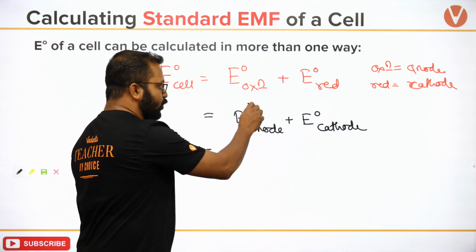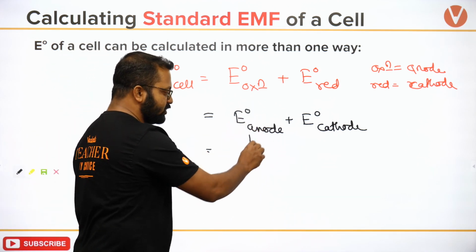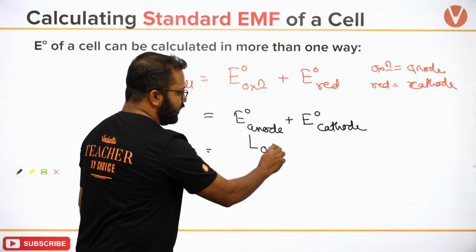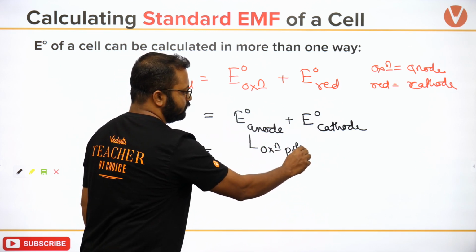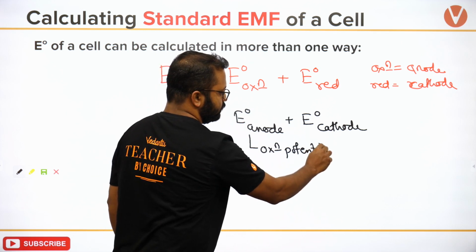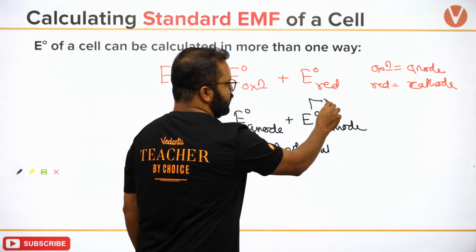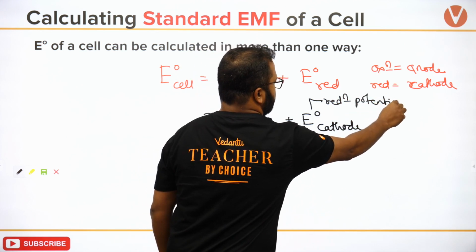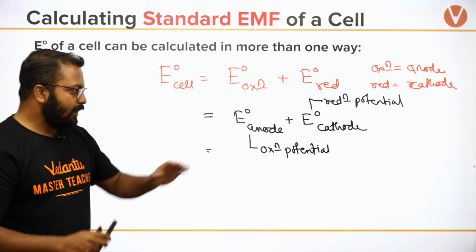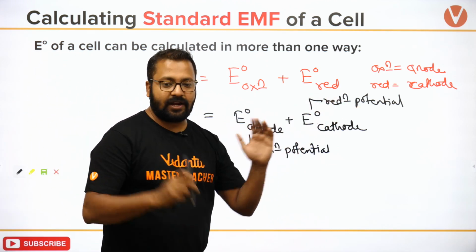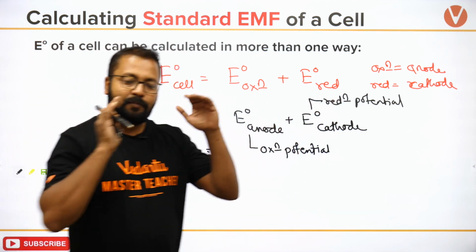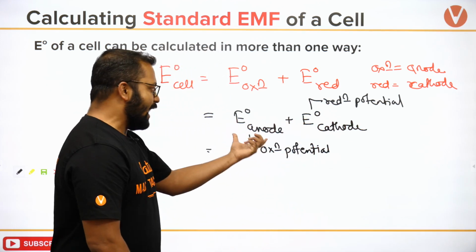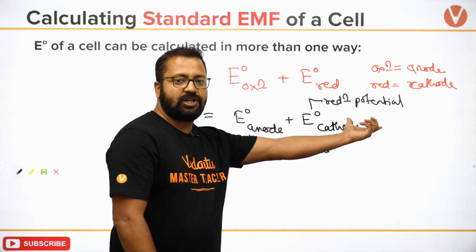So the potential we are measuring here, what is this potential? Oxidation potential. And what is this potential? Reduction potential. Look very carefully. This is oxidation, this is reduction. Add them. Okay, please add them. Add oxidation potential to reduction potential.